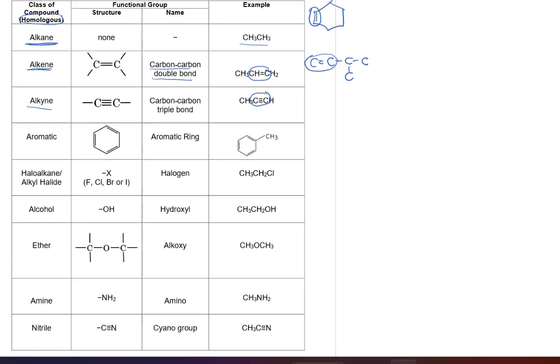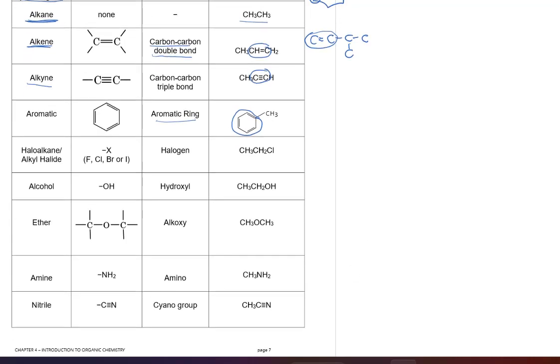Okay, next is aromatic. The name of the functional group is aromatic ring. This is the functional group, aromatic ring. Anything with aromatic ring will be in aromatic. Next is haloalkane or alkyl halide. The functional group is halogen. So you need to circle the halogen.